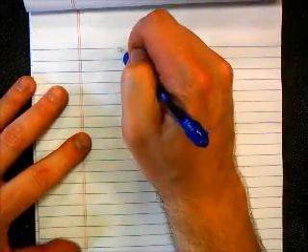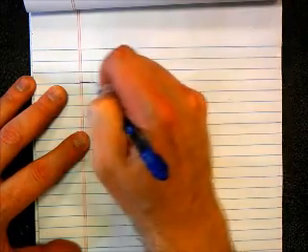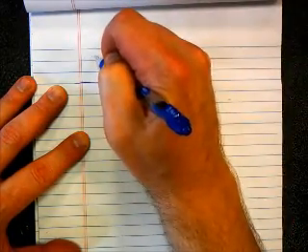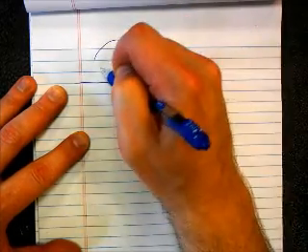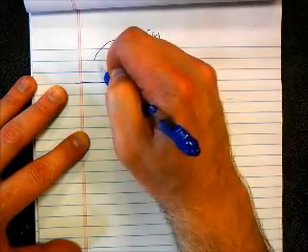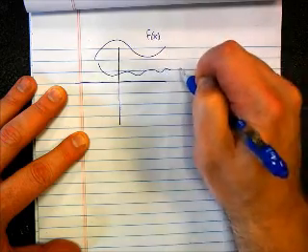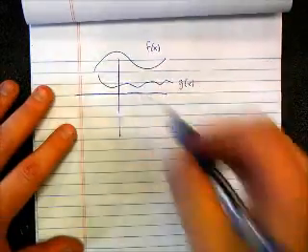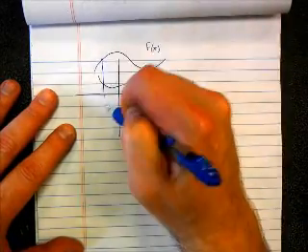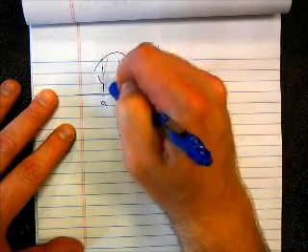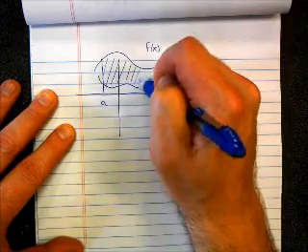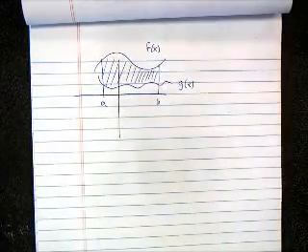Let me just show you the next possibility that we're going to have. What if I have some function here, f of x, and I have some other function down here, g of x, and here's a, here's b, and I want to find the area in between the two functions.